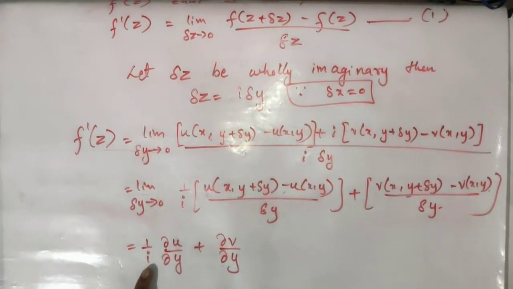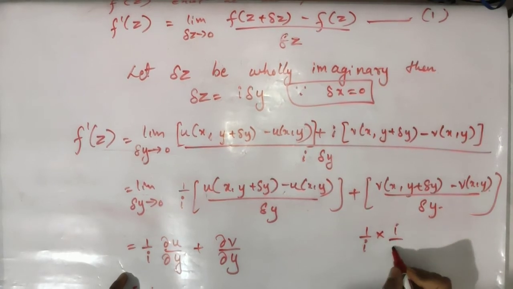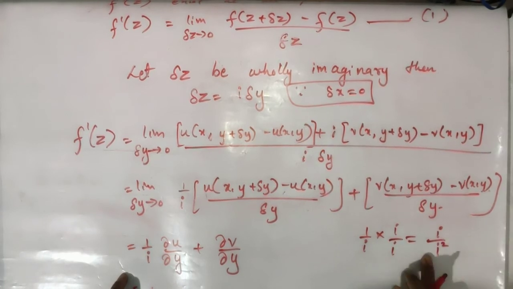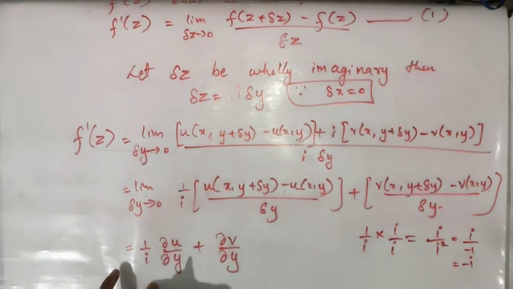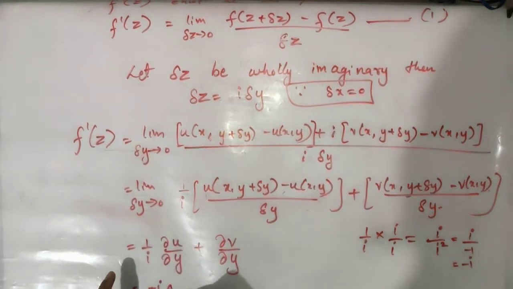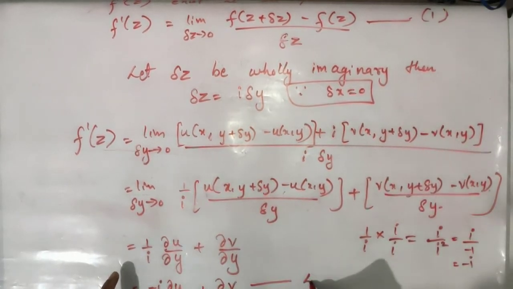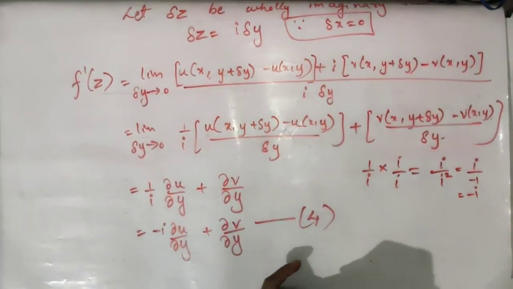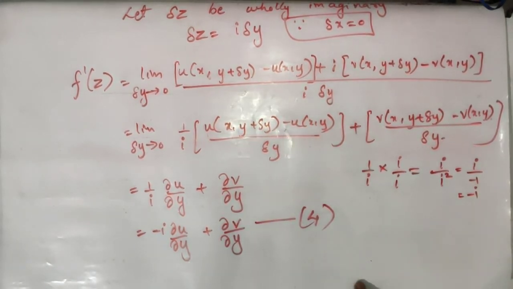Now for this, if I divide and multiply by i, what is 1 by i for you? Rationalize this. You divide and multiply by i to it. It is i divided by i square. i square is minus 1, so i divided by minus 1 gives minus i. So 1 by i can be written as minus i. So minus i times dou u by dou y plus i times dou v by dou y. This is equation 4 for you. Okay, so this is very simple and very easy. It appears most of the time in the question paper, so all of you mark it as important. So we have done the next part.